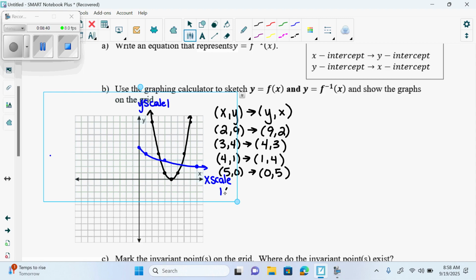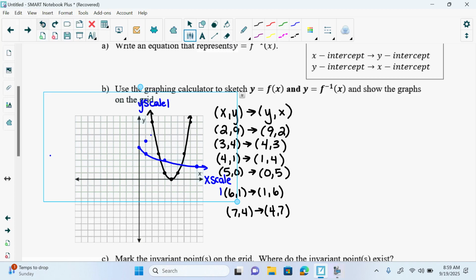And I keep going. I have 6, 1. It's going to become 1, 6. And then I have 7, 4. It's going to become 4, 7. It's not 4, 7. Uh-oh. And then I have 8, 9. It's going to become 9, 8.